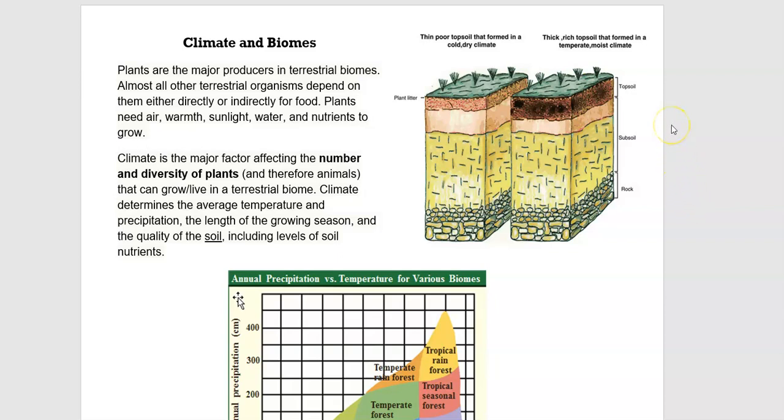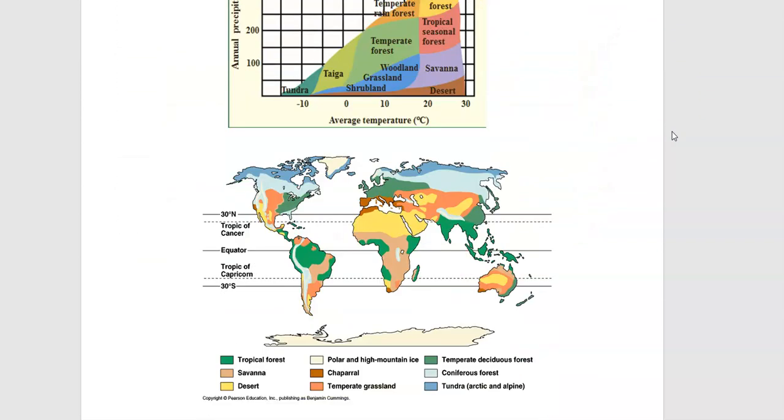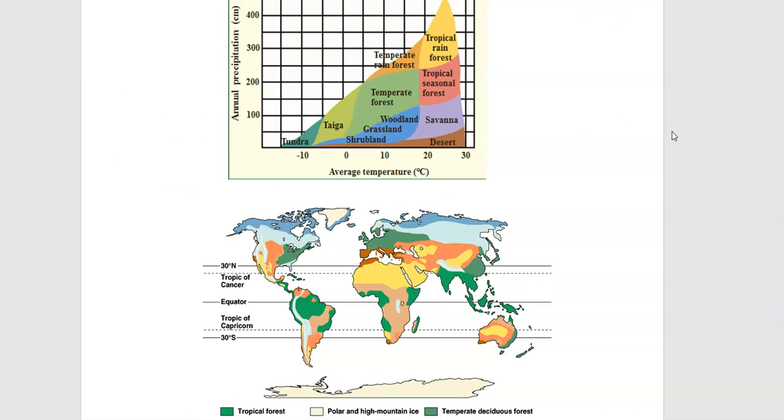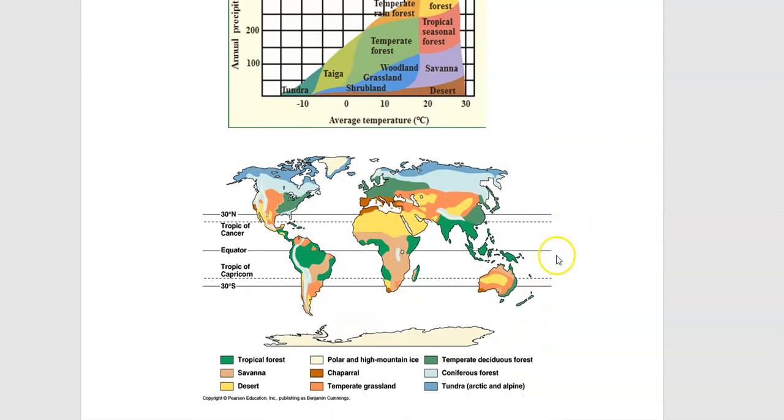In this diagram up here, you can see that the soil profile on the left is from topsoil that's formed from a cold, dry climate, and it's very thin and it doesn't have a whole lot of nutrients. Whereas the one on the right is thick, rich topsoil that's formed in a temperate, moist climate. And then remember, biomes across the world are determined based on their climate, which is based on the latitude and the altitude.